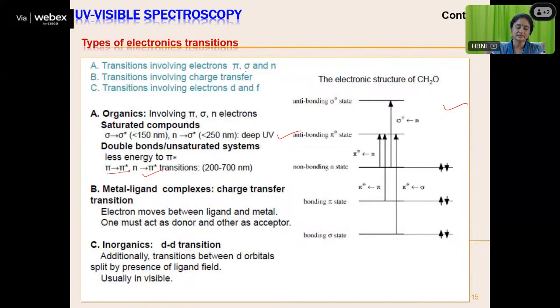In the case of metal-ligand complexes, charge transfer transitions are there, because of which the complex looks colored. And for inorganic molecules, you may know that a d-d transition is responsible for their color or UV-visible spectra.